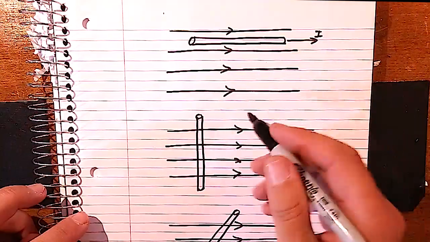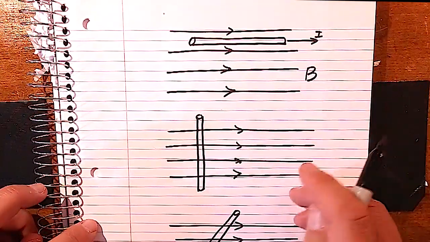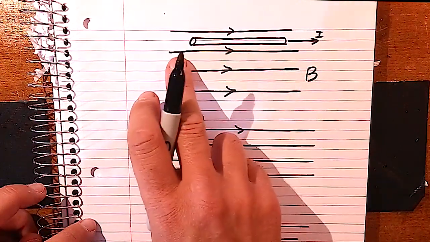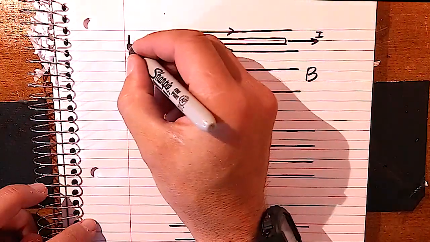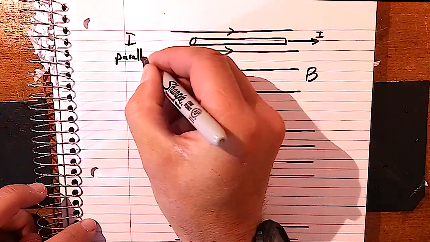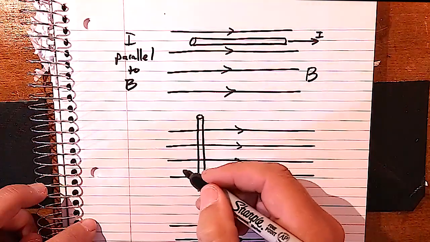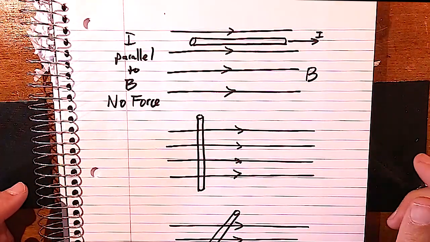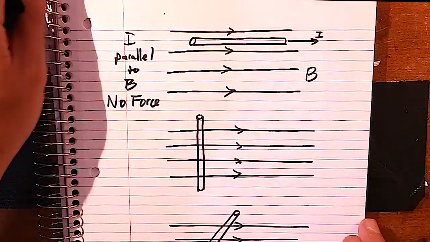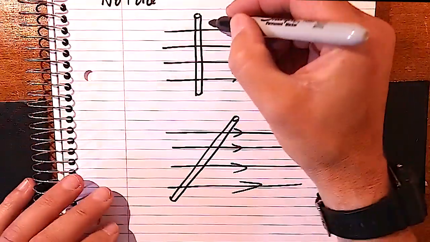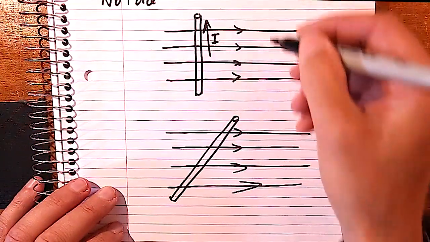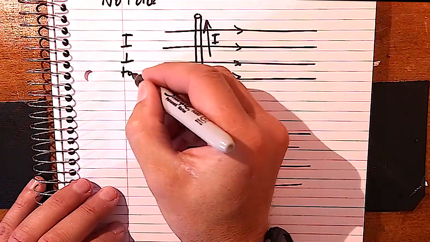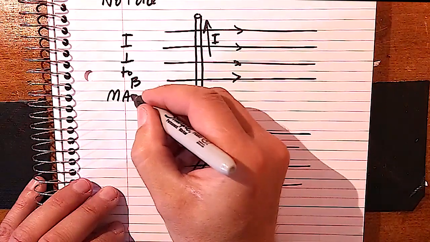Here's a side view of the same phenomenon. Our arrow lines, our vectors here, represent a magnetic field B. And if we have a wire in which the current is flowing parallel to the magnetic field, so I is parallel to B, then we get no force whatsoever. So there is no force on the electrons, therefore no force on the wire. But if we have the current flowing perpendicular to the magnetic field, so now I is perpendicular to B, we get the maximum force possible.